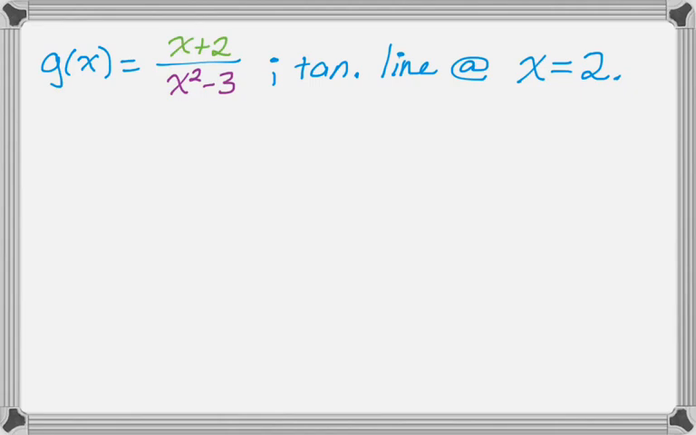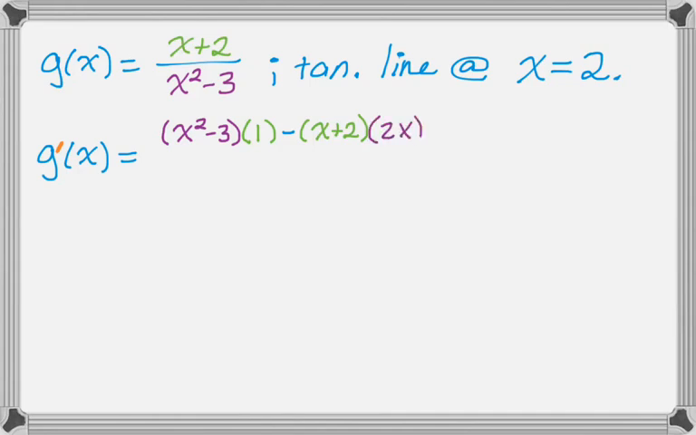So to do that, I'm going to need the slope. And the slope is going to be from the derivative. So I'll need g prime of x. So g prime of x using quotient rule is going to be the bottom function, which is x squared minus 3, times the derivative of the top, so the derivative of x plus 2 is just 1, minus the top, which is x plus 2, times the derivative of the bottom function, so the derivative of x squared minus 3 is 2x, all divided by the bottom function squared.